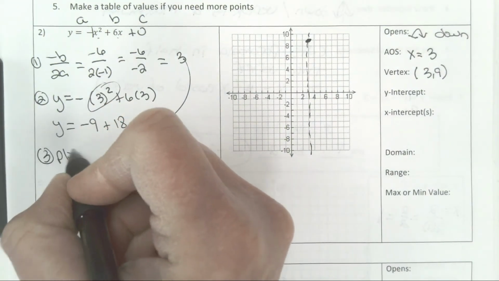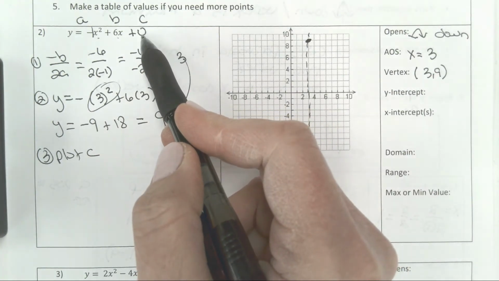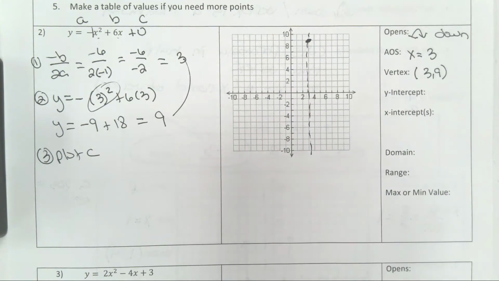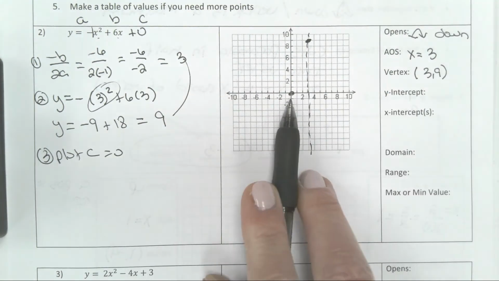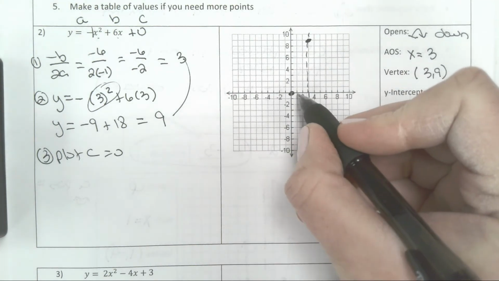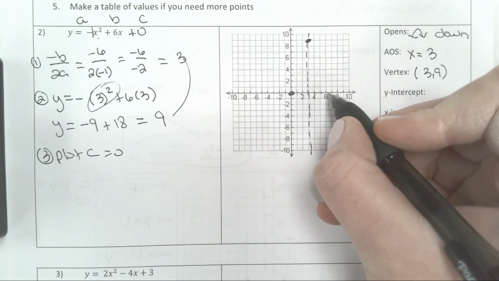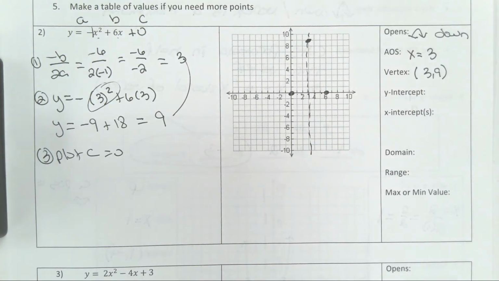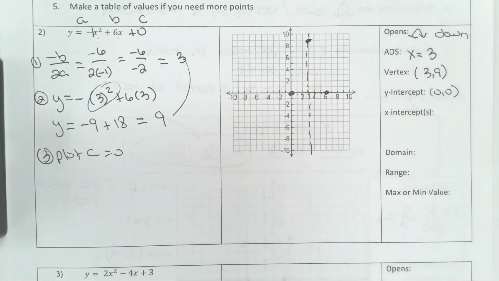Step 3 is to plot C and reflect it. So we added in a filler 0 there. So we have our y-intercept here at the origin at 0, 0. It's 1, 2, 3 away, and then I'm going to reflect it 1, 2, 3 to the other side. So the y-intercept is at 0, 0.